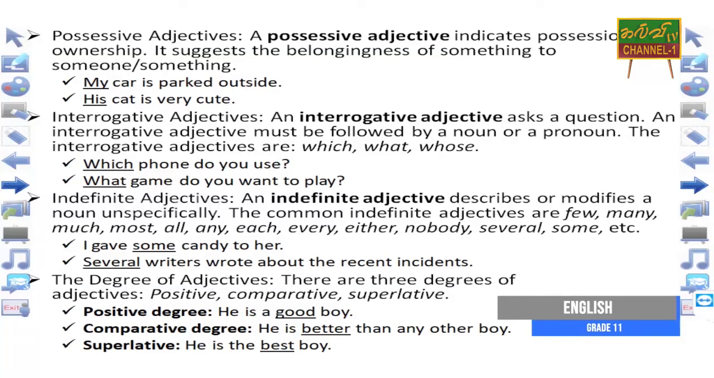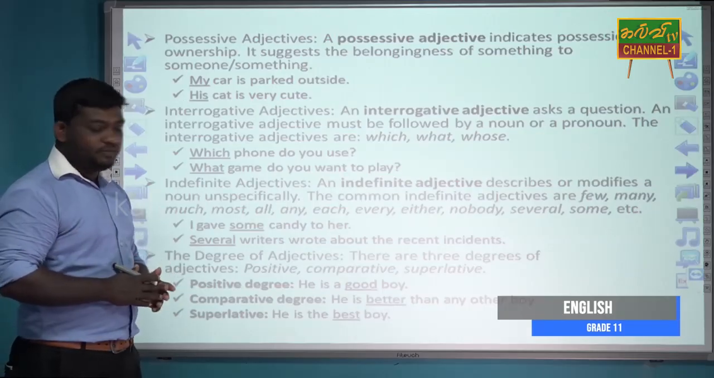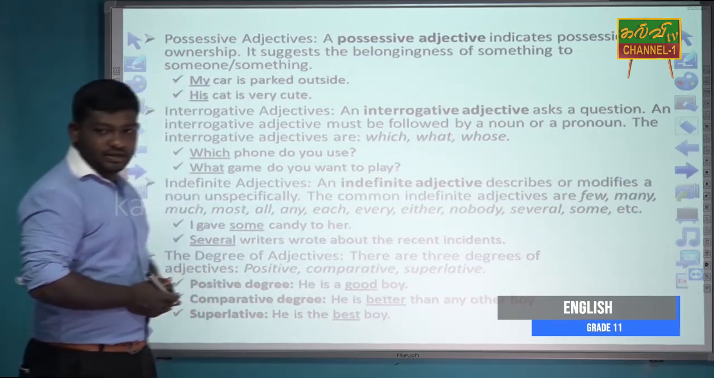And the degrees of adjectives. If you look at the degrees of adjectives, there are 3 degrees of adjectives: positive degree, comparative degree, and superlative degree. Look at the positive degree. He is a good boy. You may study comparative and superlative in grade 8. So positive degree, he is a good boy. Good is the positive degree.